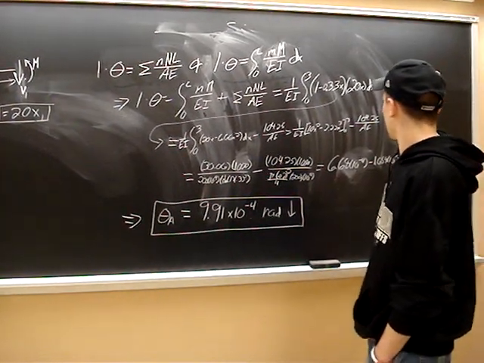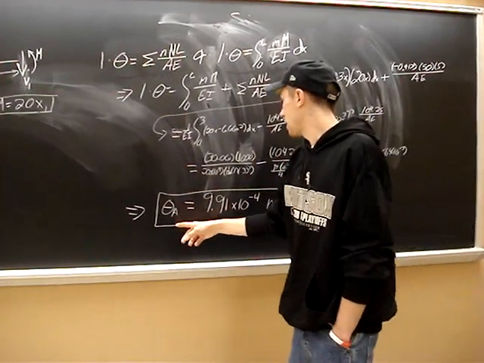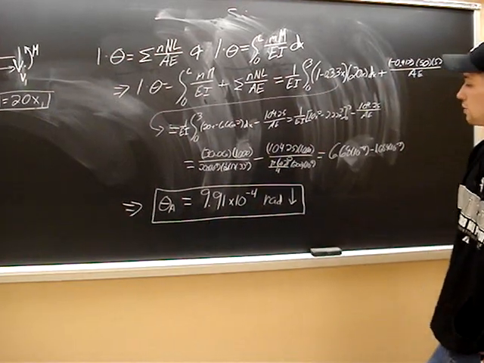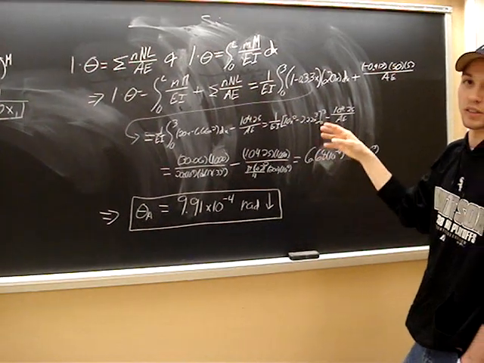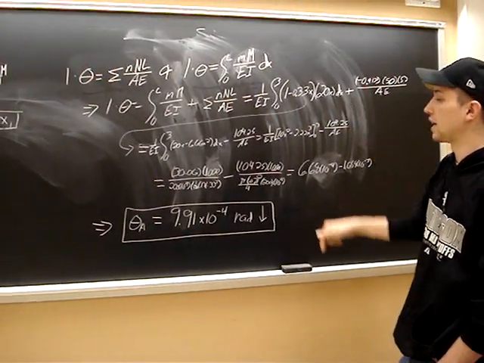throughout, and in the end you end up getting the slope of A, which is equal to 9.91 times 10 to the negative 4th radians, and the answer is actually negative. That's why it's going down. It's going down is the slope.